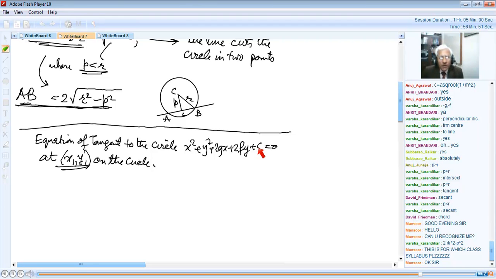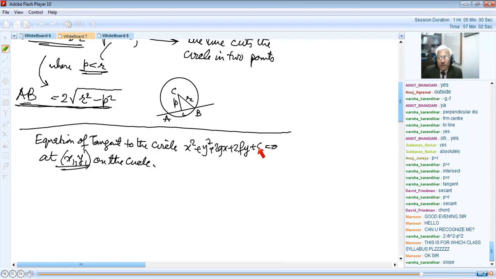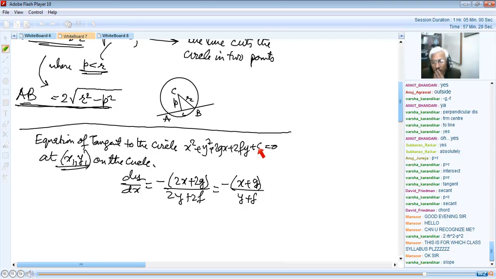Now the best way for competition purposes is that we differentiate to get the slope of the tangent. Correct. Can you tell me what dy by dx is equal to? Dy by dx is equal to minus 2x plus 2g divided by 2y plus 2f. That is equal to minus x plus g divided by y plus f. Correct? I have found dy by dx.